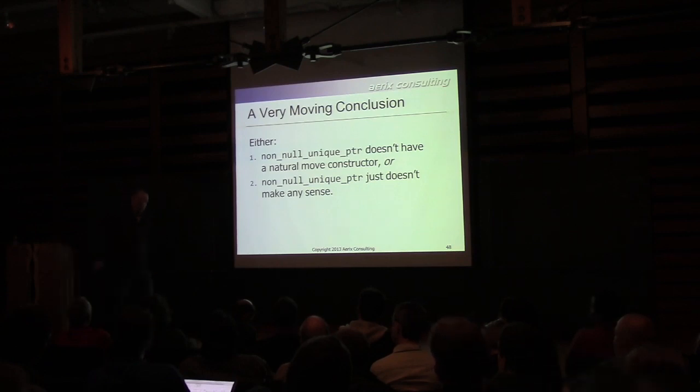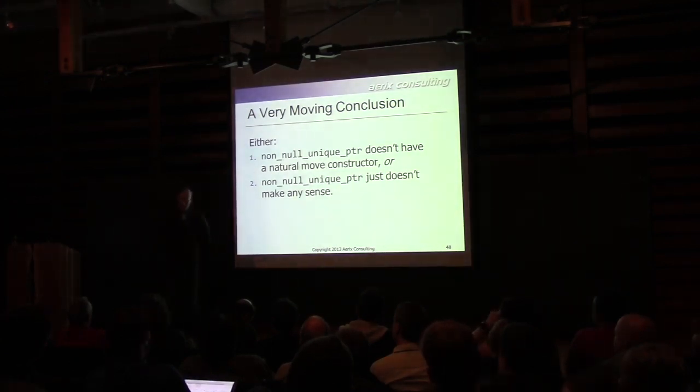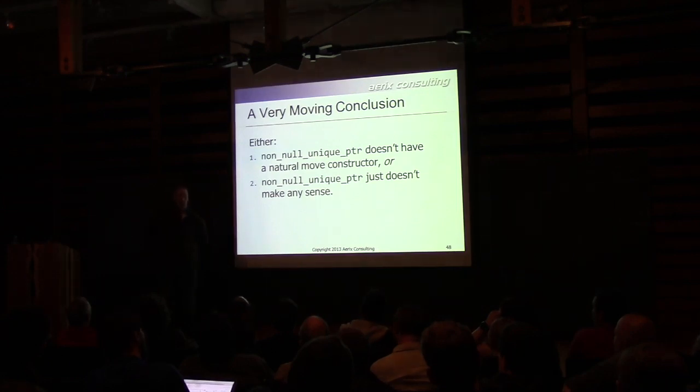So what is the invariant here? The invariant is get never returns a null pointer. Okay, if this is your invariant, then throwing on violations of class invariants is just a really bad idea. And I'll tell you why.